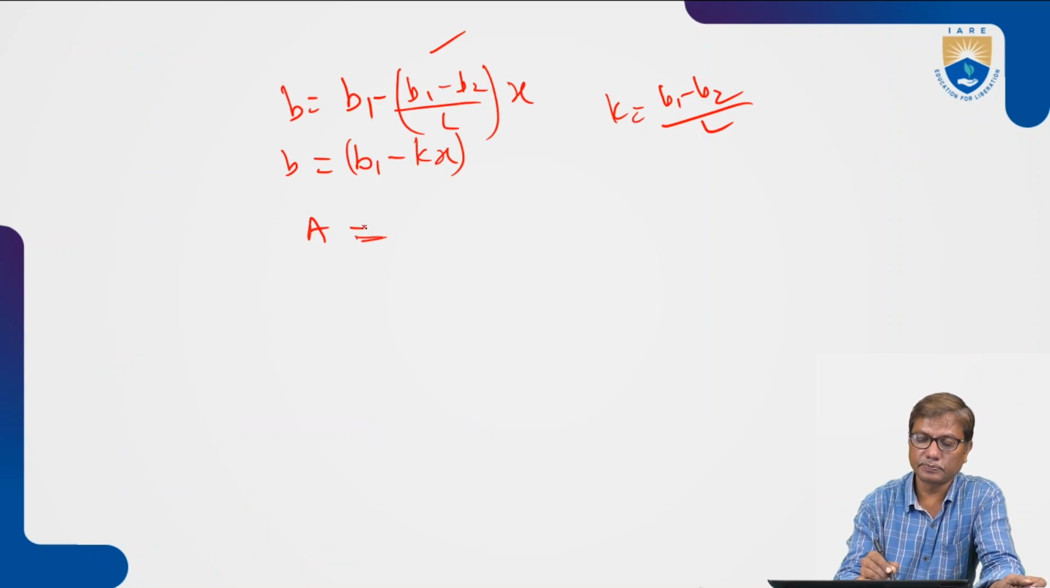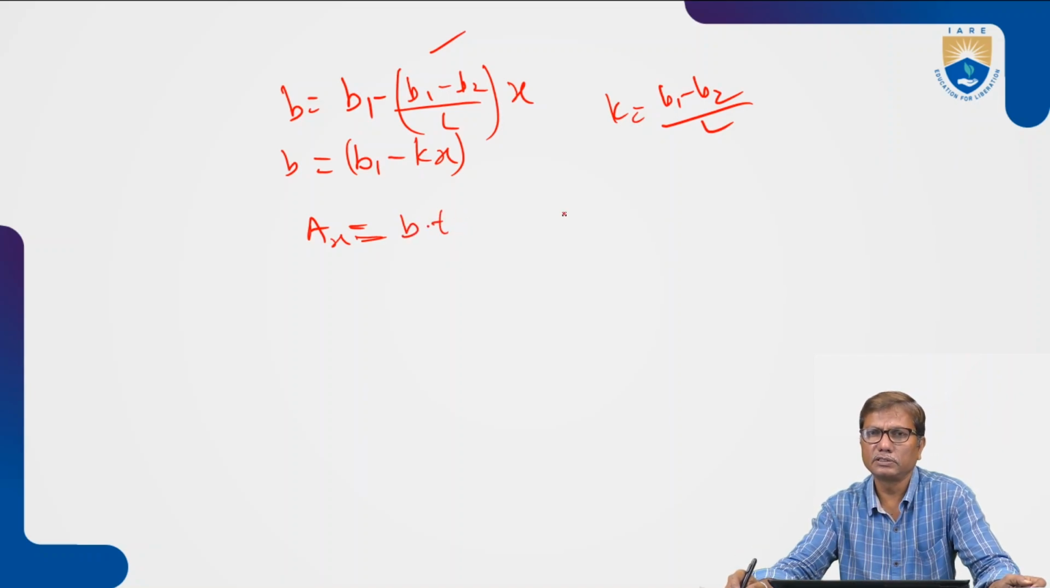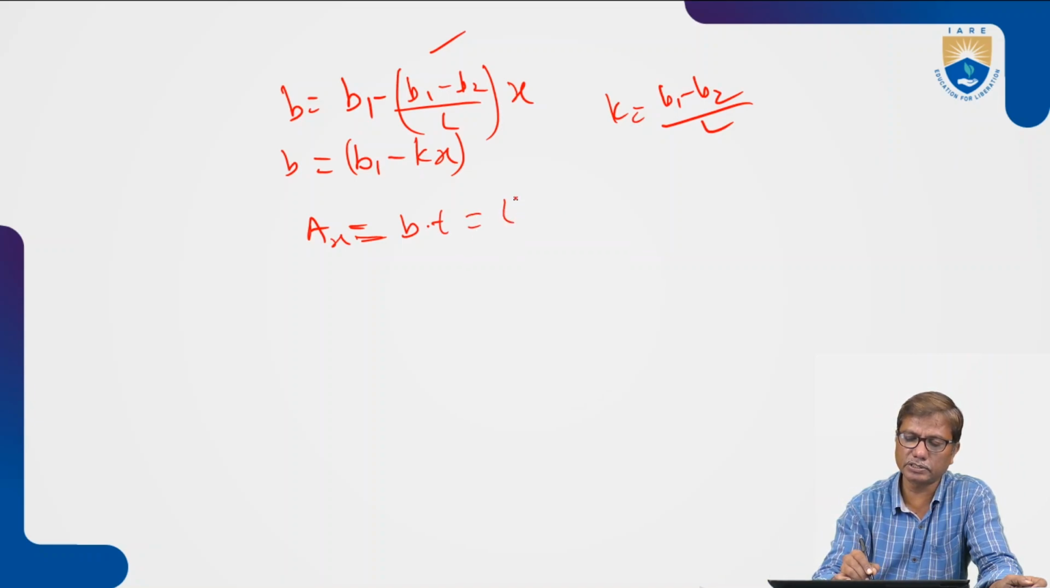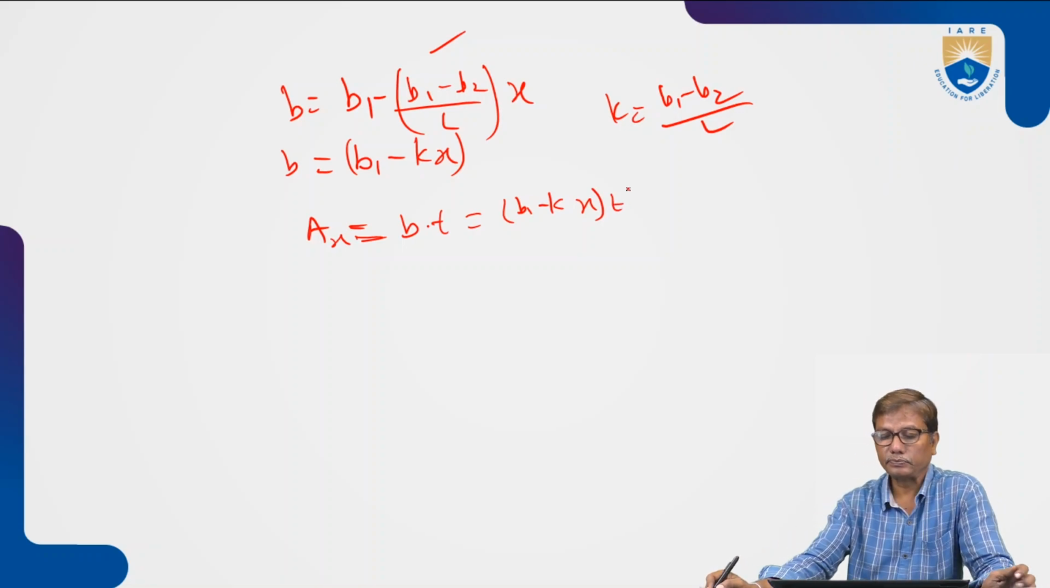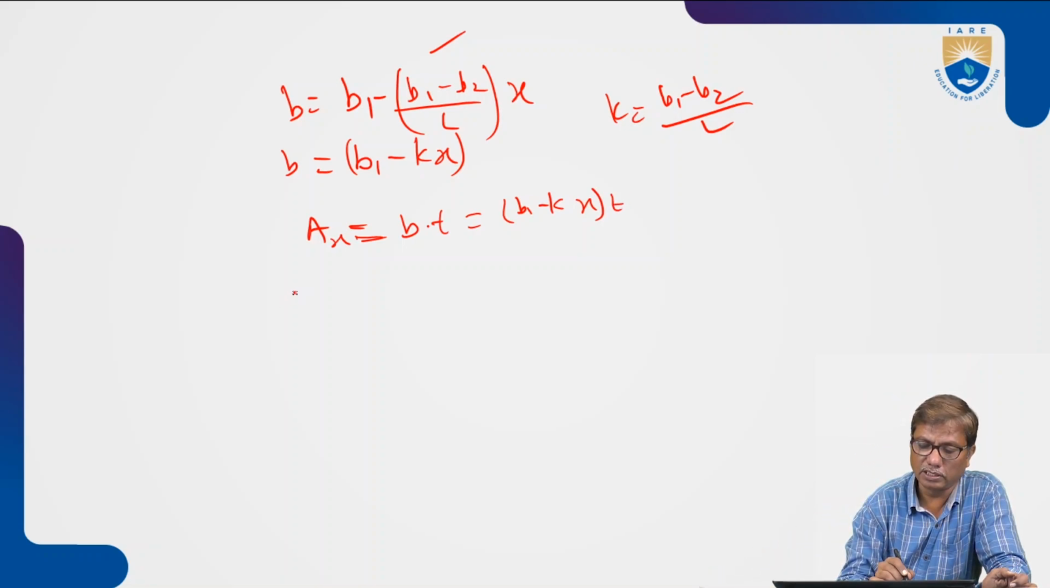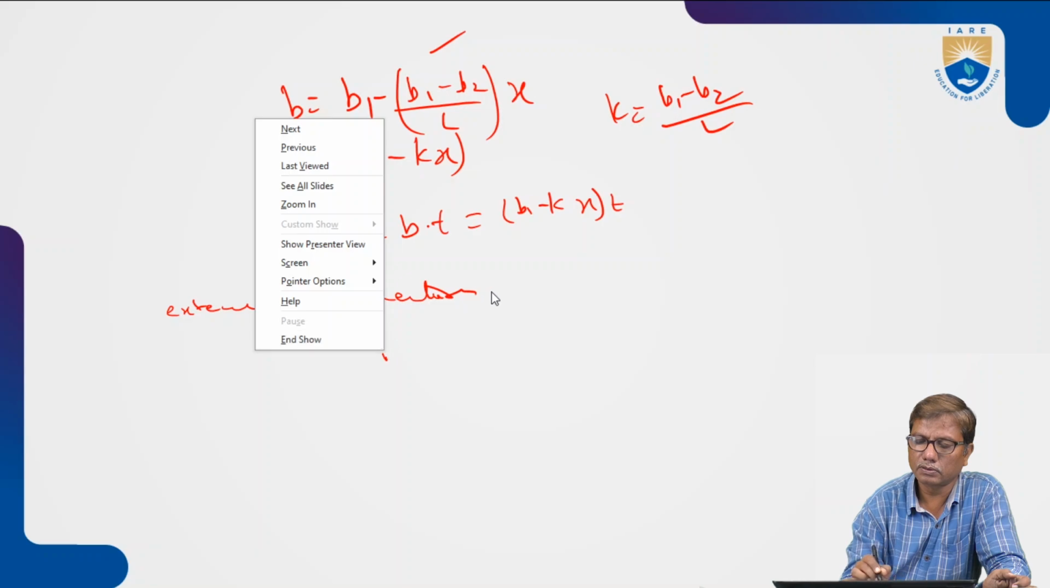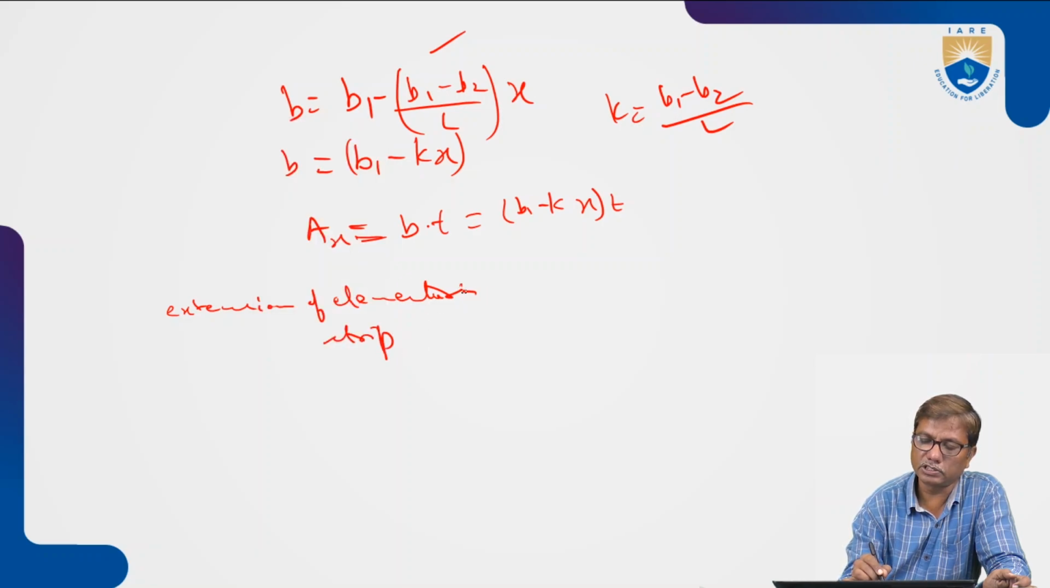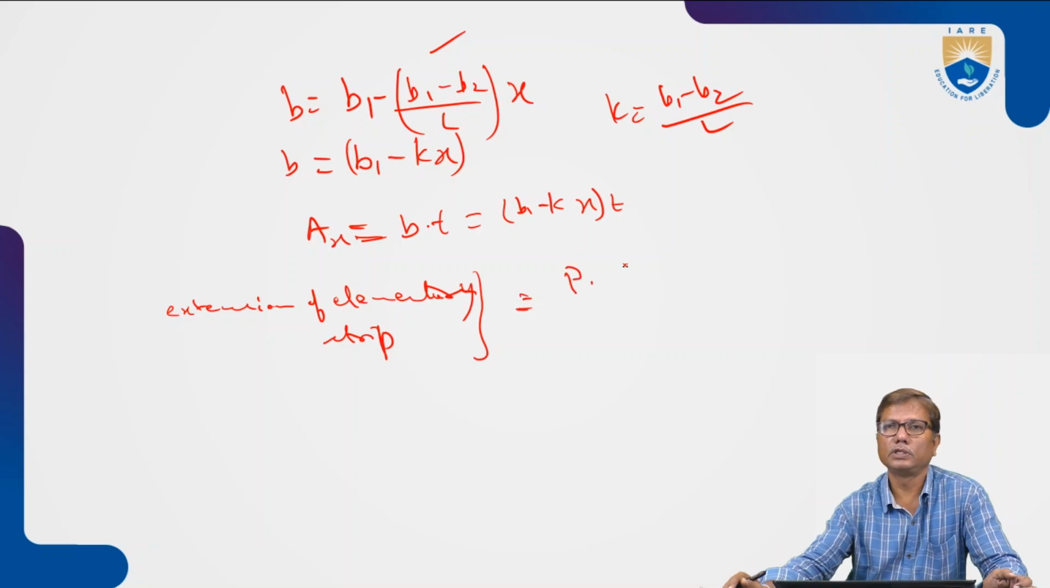Area of elementary strip at a distance x is B into T. B is the width multiplied by thickness. B is B1 minus Kx, into T. Okay, so the elongation of the elementary strip, or the extension of the elementary strip, is equal to P into L.